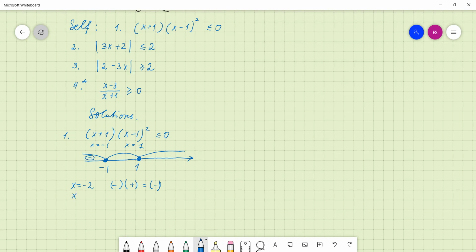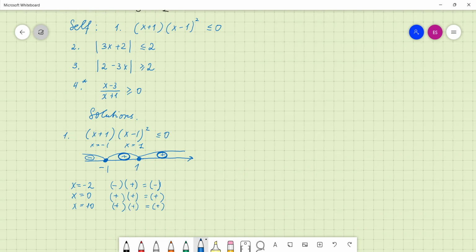My next checkpoint is going to be 0. It belongs to interval -1 and 1. So 0 plus 1 gives me plus. 0 minus 1 is -1, but because it's squared, I'm going to get plus again. So here I have plus. And my last checkpoint, I'm going to choose 10. You can choose any point from 1 to infinity. So 10 plus 1 is positive, and 10 minus 1 is 9, but when we square it, it's still positive. Plus and plus is plus. So I have plus here and plus over here.